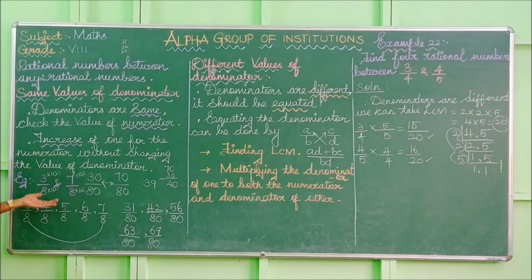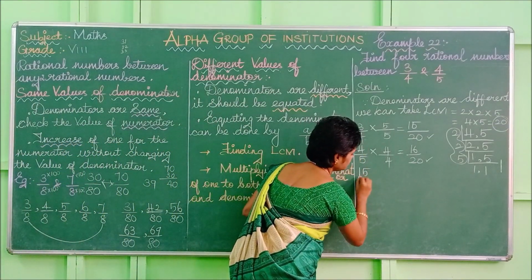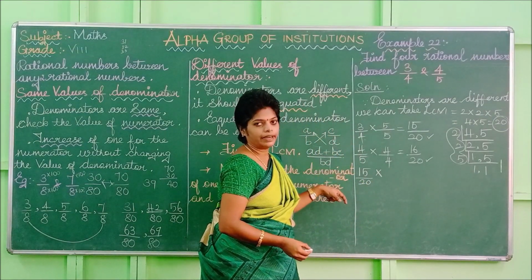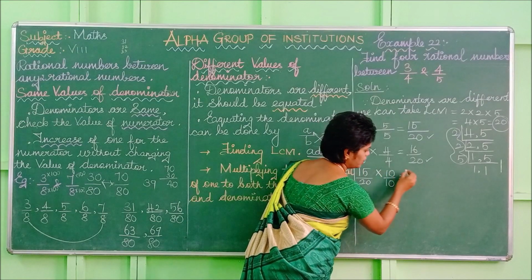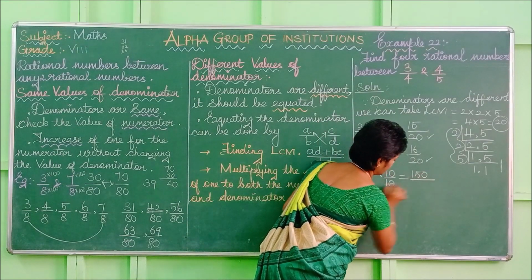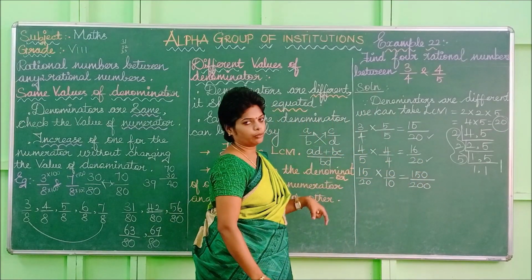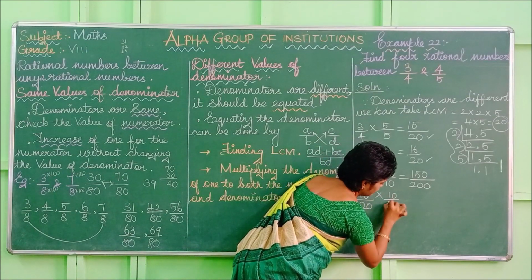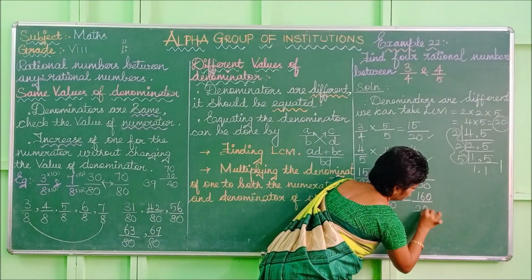Here we can write 3 numbers in between 3 by 8 and 7 by 8. But if they ask for 5 numbers, we have to multiply the numerator as well as the denominator by 10. So 15 by 20, both numerator and denominator are multiplied with 10. 15 into 10 is 150, 20 into 10 is 200. Similarly 16 by 20 into 10 by 10, so 16 tens are 160 divided by 200.